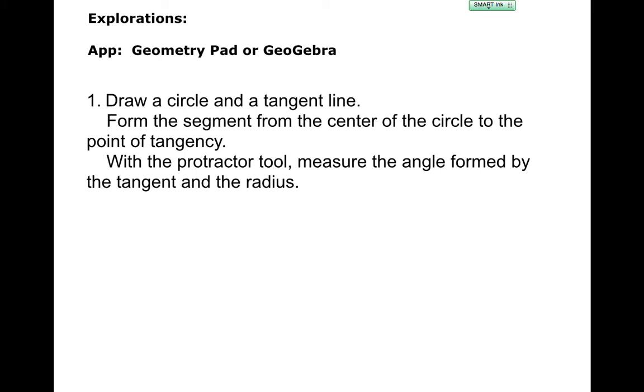How many are in GeoGebra? Okay, I think it's maybe going to work better in GeoGebra. It looks like in the Geometry Pad, you can't choose tangent unless you have the purchased version. So switch to GeoGebra if you went into Geometry Pad.